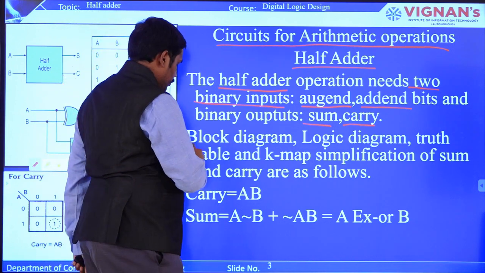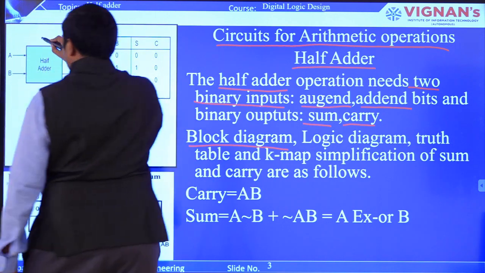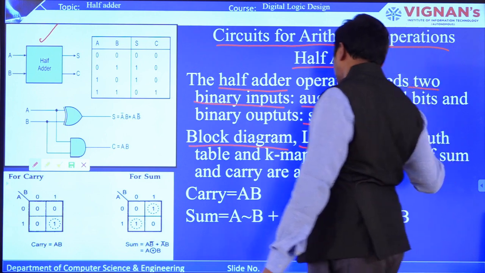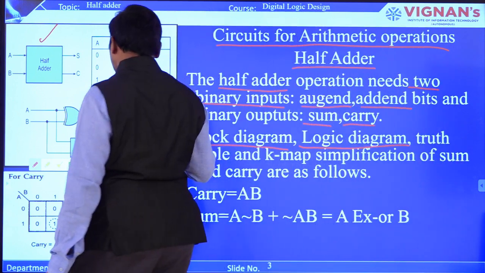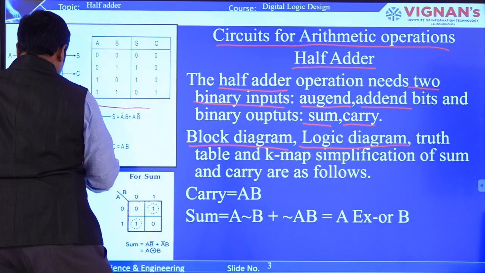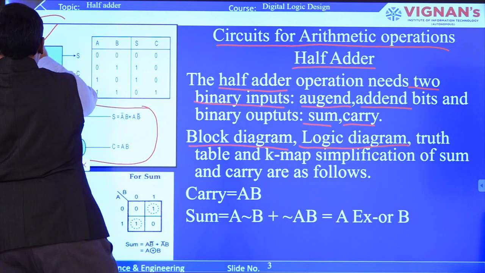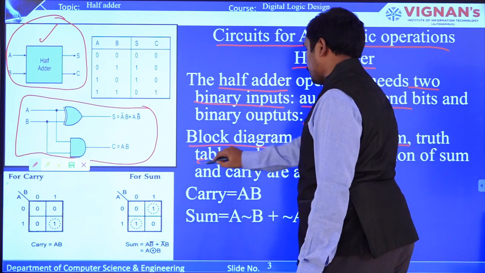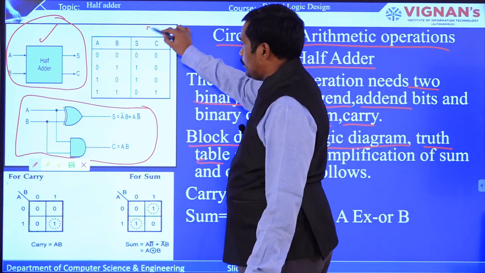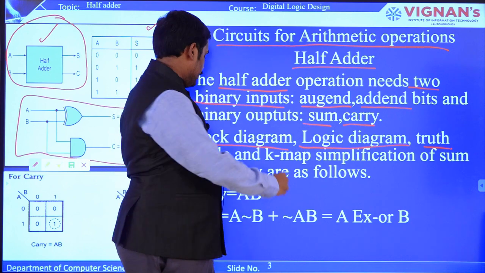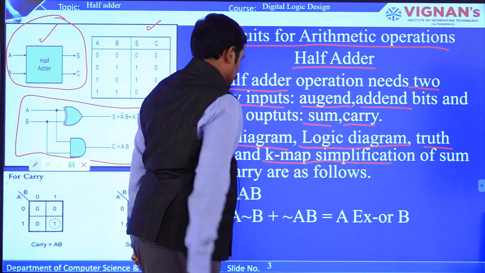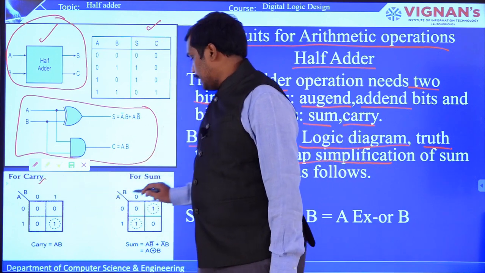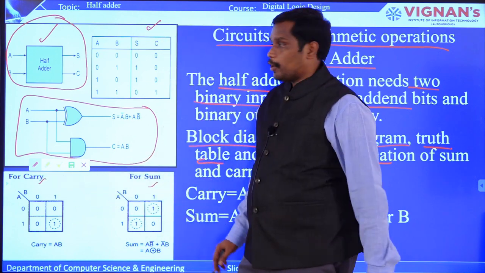So this is the block diagram, and then you can see here the logic diagram, and then the truth table, and finally the K-map simplification for sum and carry. For sum and carry, we are going to have a Karnaugh map because there are two inputs.